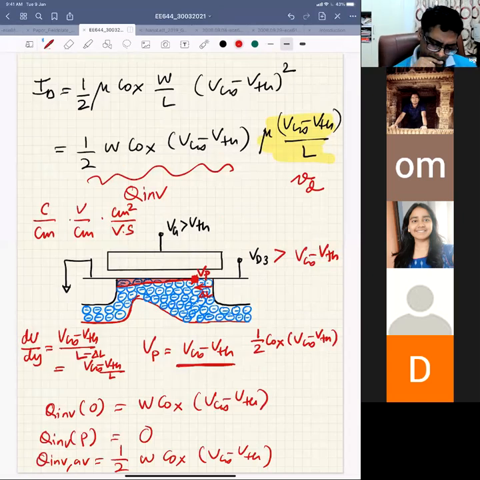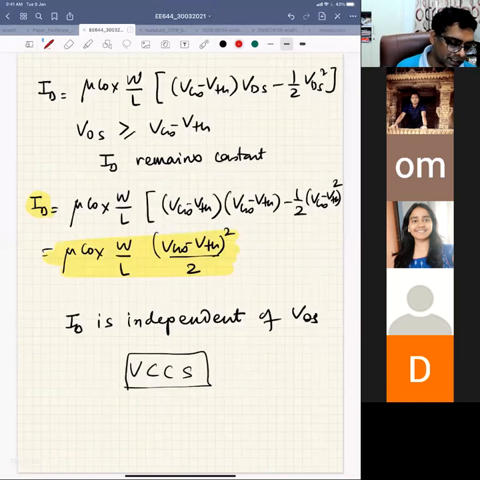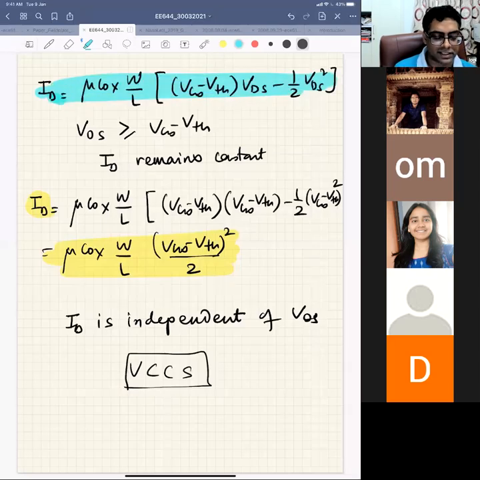Sir, as we said, at pinch-off our inversion layer is going to zero, but we have derived current on the basis of average charge. No, I have not done that. This is just an intuition, right? Whatever we have done is just an intuition, but the actual current equation I have already derived earlier. So we get this equation by some definition. Once you have derived the equation, then we could get it in terms of charge into velocity.